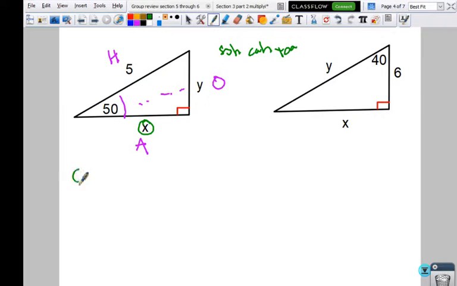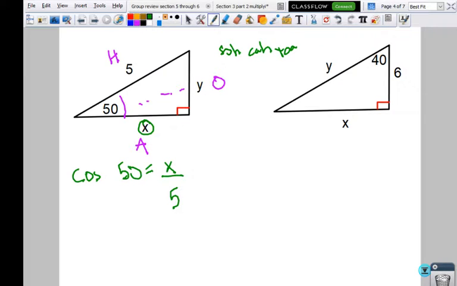And when I do it, I go cosine of 50. It's going to equal my adjacent, which is x, over my hypotenuse, which is 5. And we can go through and solve this in decimals. So cosine of 50, I can just plug straight into the calculator. You can type in cos, or go to function and then cosine.